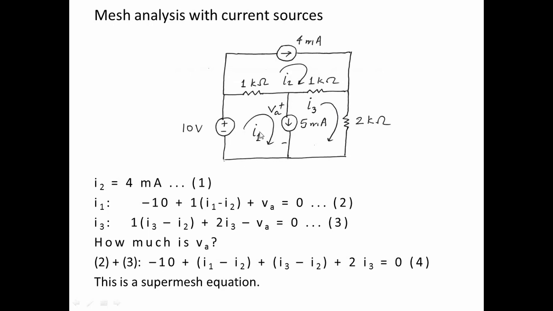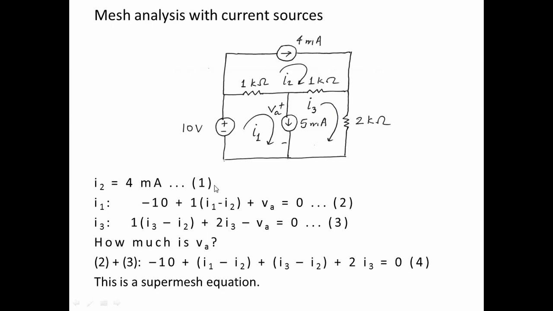So that is this mesh. For this mesh, what shall we write? Let's start here. So 1 into (I3 minus I2) plus 2 into I3 minus VA equal to 0. So 1 into (I3 minus I2) plus 2 I3 minus VA equal to 0.